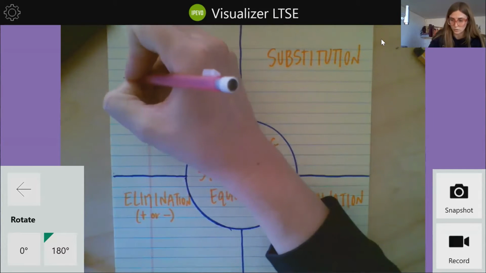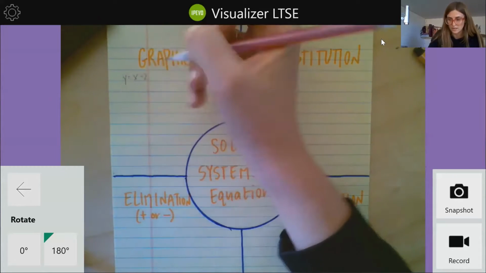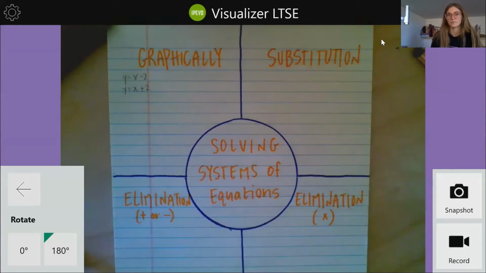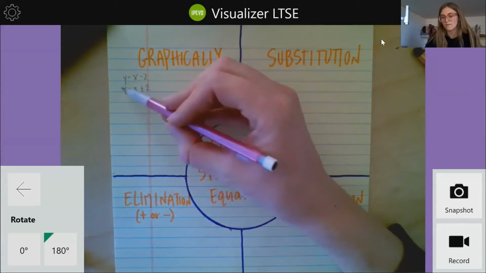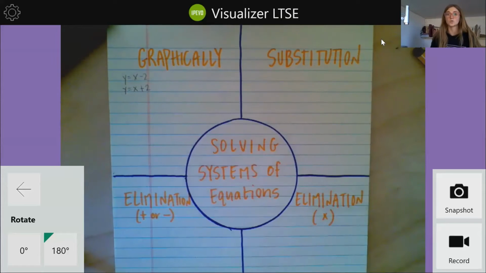We'll write it up here. Say one is y equals x minus 2, and the other is y equals x plus 2. What we're looking for are the values of the variables that will make both of these equations true. So we're looking for one set of numbers, one value for x and one value for y, that I can plug into each of these equations and it would make both equations true.